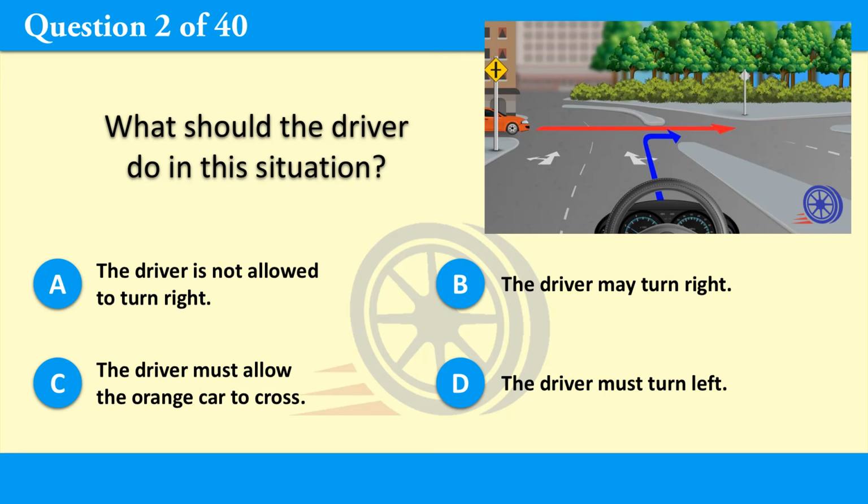What should the driver do in this situation? A. The driver is not allowed to turn right. B. The driver may turn right. C. The driver must allow the orange car to cross. D. The driver must turn left.